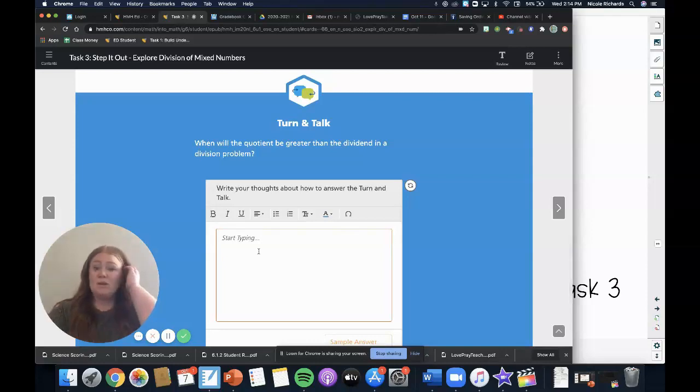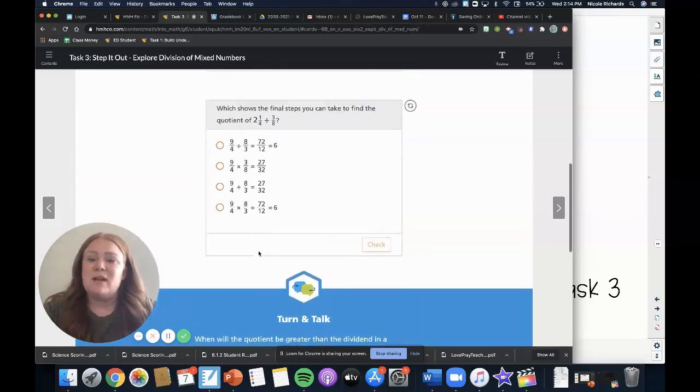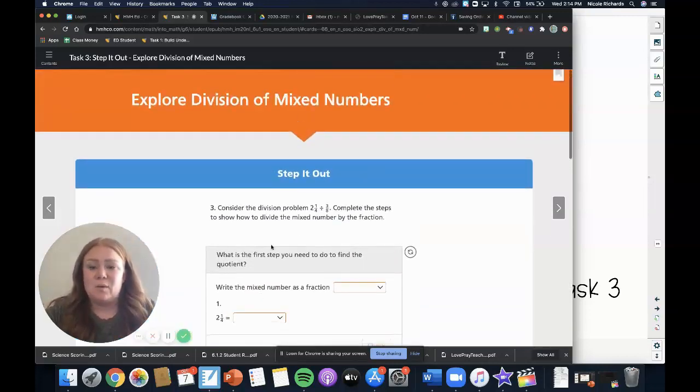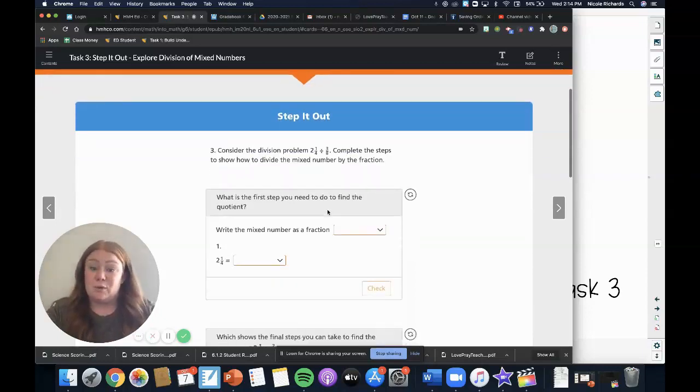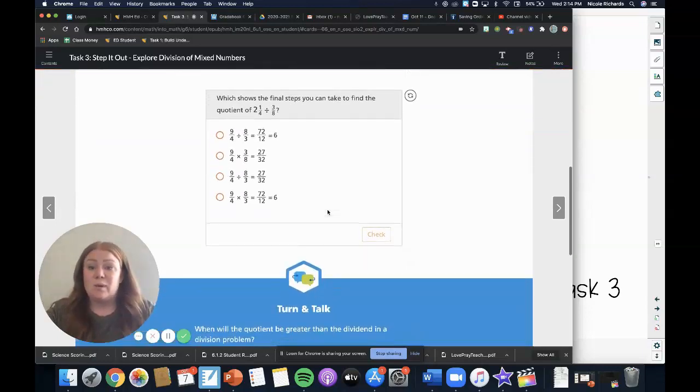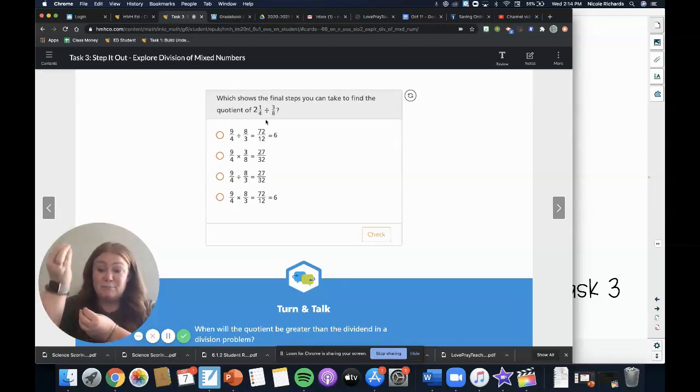So when will the quotient be greater than the dividend in a division problem? So let's take a look at this one. So we had 2 1/4 here, and we were dividing by a number less than it. So we were cutting it up into smaller groups. So we know our answer was 6, which is bigger than 2. So because we were dividing by a smaller number, it made our answer, our quotient, bigger.